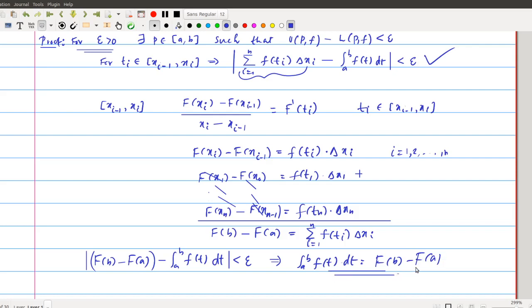Now there is a product rule in integration, known as integration by parts. Next we will prove the integration by parts formula.